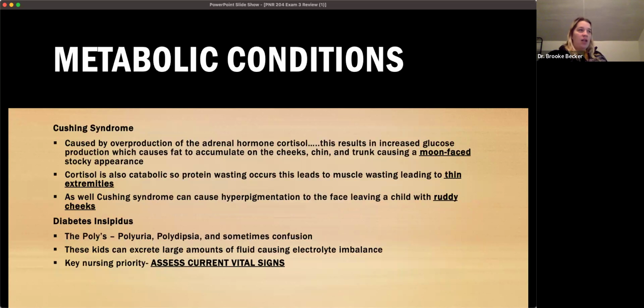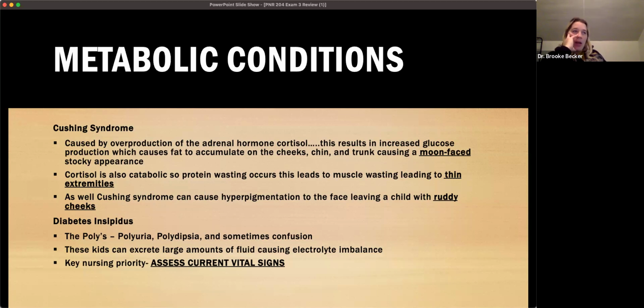Cushing syndrome, this is caused by an overproduction of the adrenal hormone cortisol, results in increased glucose production, and then fat accumulation on the cheeks, chin, and trunk. Okay, so these are those moon-faced, stocky kind of kids. Kids on steroids kind of wind up looking almost like they have Cushing syndrome potentially. Okay.